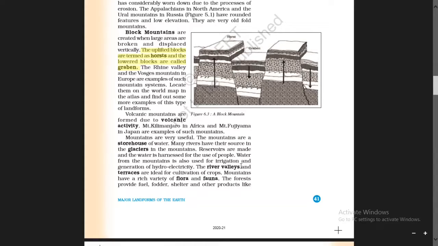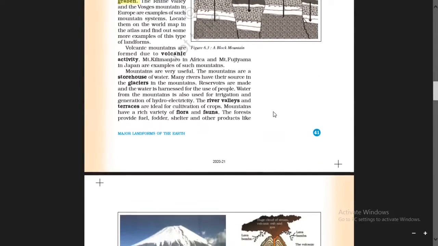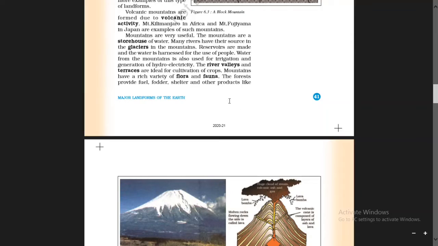The river valleys and terraces are ideal for cultivation of crops. Mountains have a rich variety of flora and fauna. Flora and fauna. Flora means plants of a particular region, and fauna means animals. Here, boys, you must know the importance of mountains.